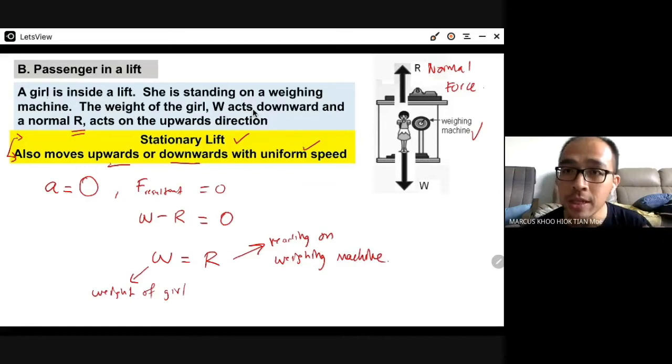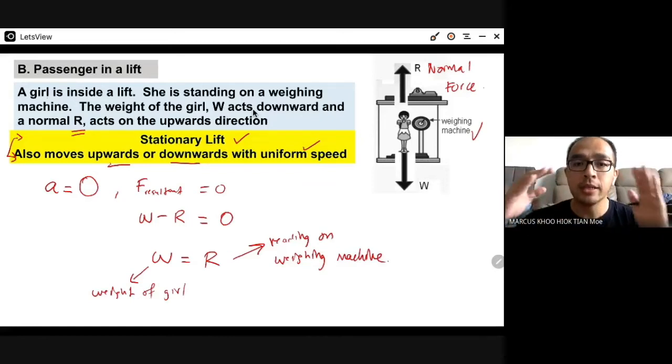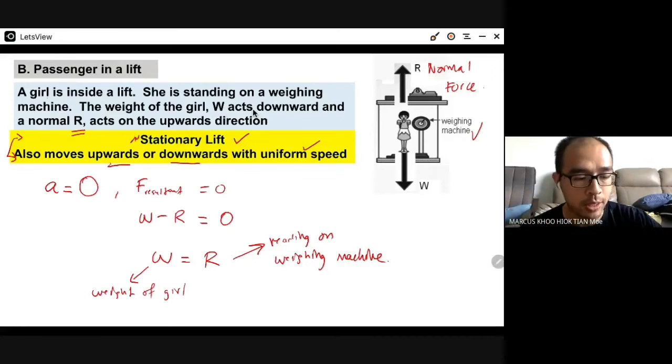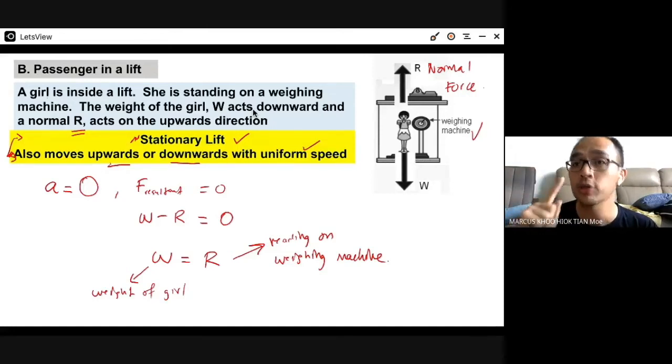That's why there's a weighing machine there. But the reading of the weighing machine will be the same as the weight of the girl in these two situations. If the lift is not moving, that's very obvious lah. If the lift is not moving, then the weight of the girl is the same as the reading on the machine. Or if the lift is moving upwards and downwards with uniform speed, means kalau dia tidak accelerate, the weight of the girl is the same as the reading on the machine. Tapi itu syaratnya lah, either stationary or move upwards and downwards with uniform speed. That's situation number 1.